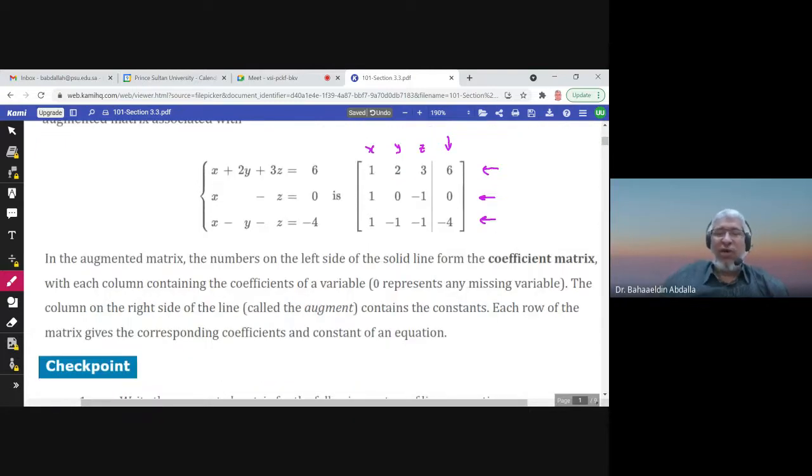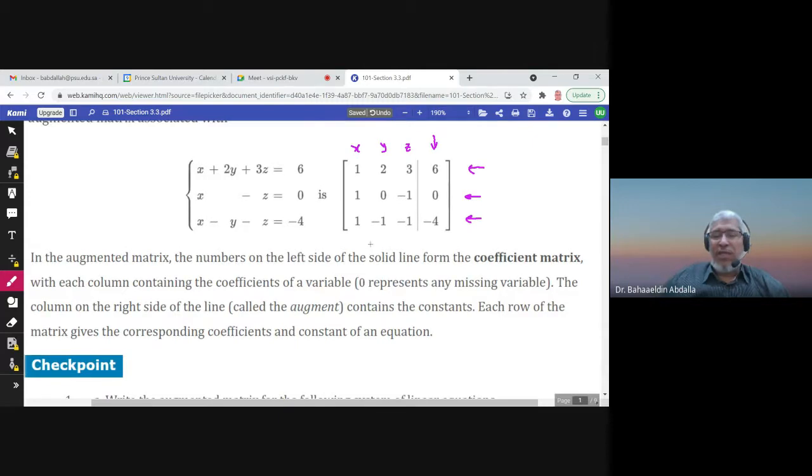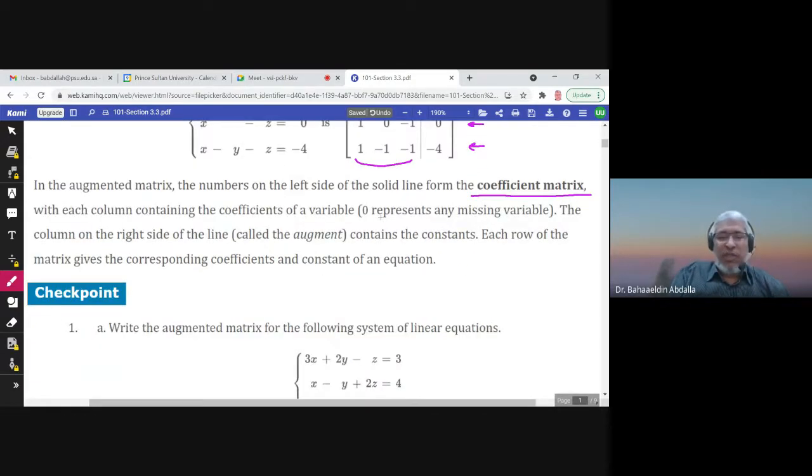Of course, if you have systems of more than 3 by 3, you can do the same. You can find the augmented matrix similarly. This matrix is called the coefficient matrix. This matrix to the left is called the coefficient matrix.